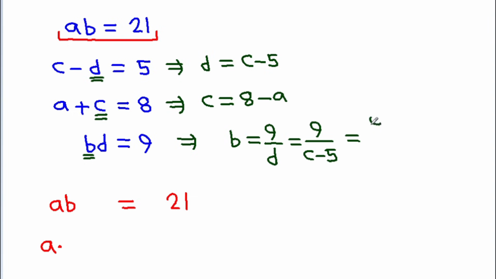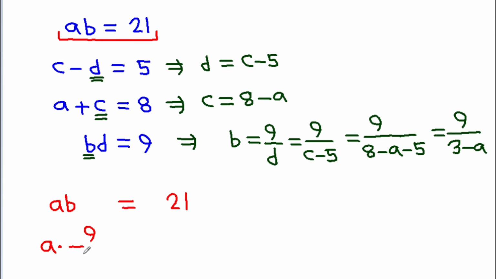So it is 9 divided by 8 minus A minus 5. That will be 9 divided by 3 minus A. So B is 9 divided by 3 minus A.